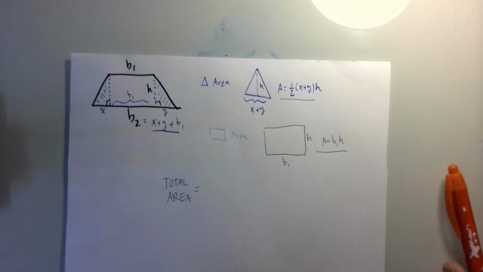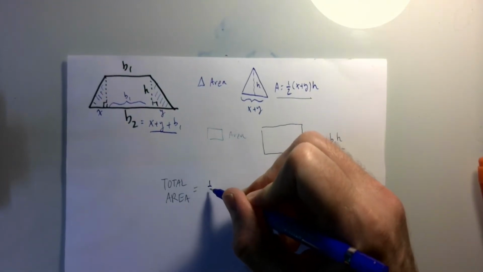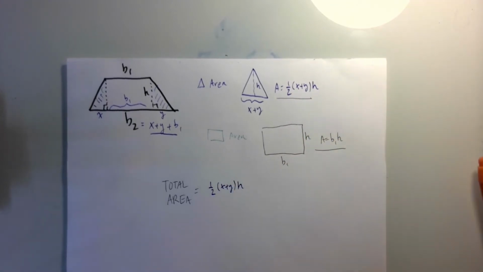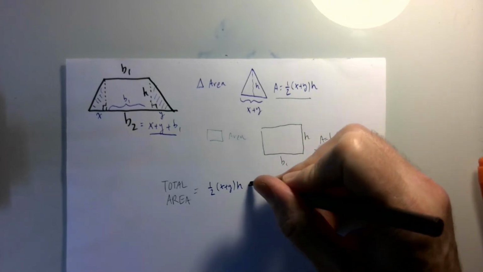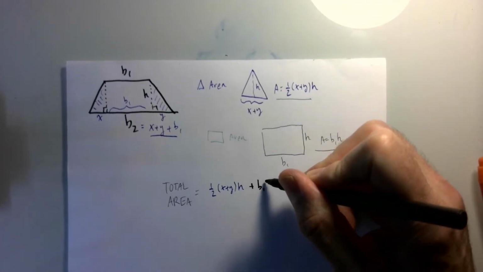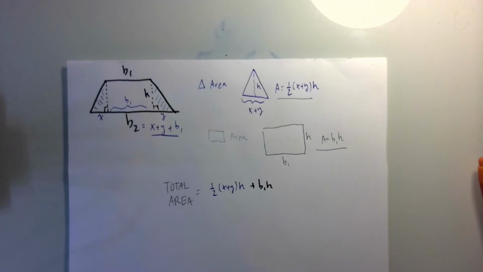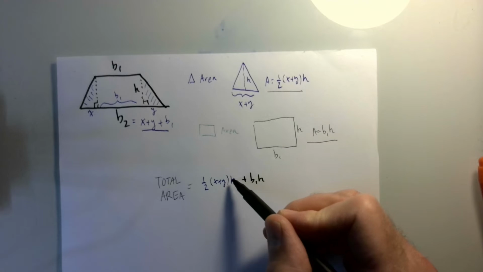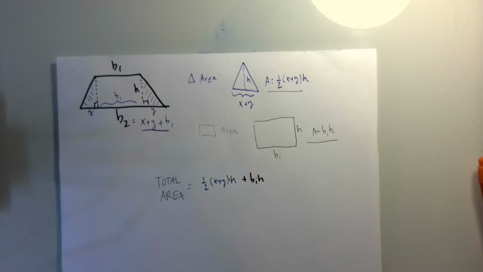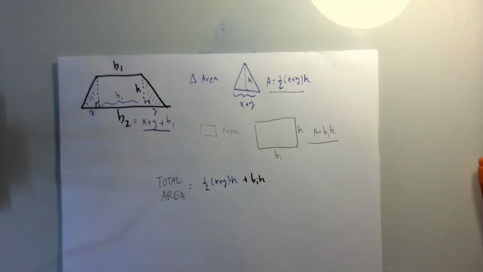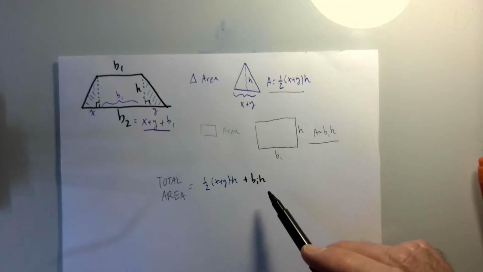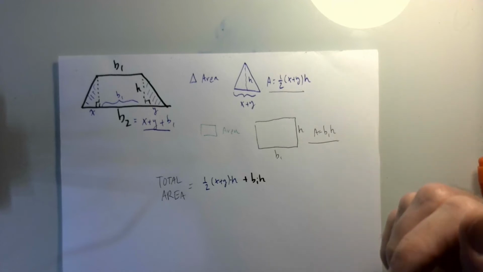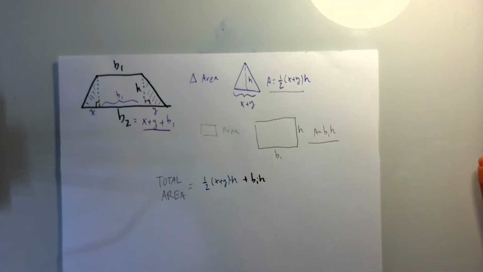Okay, so let's go ahead and add those together. I've got 1/2 (x plus y) times h plus b1 times h. Okay, so some things that they have in common. They both have an h, and that's a common factor. Remember, that's something separated by a multiplication. So one thing I'm going to do, in fact, from here on out, we're just going to use some fancy algebra to come up with our formula that's only going to have the bases and the height in it.